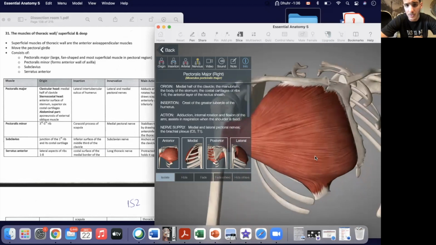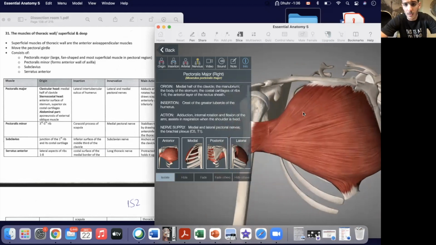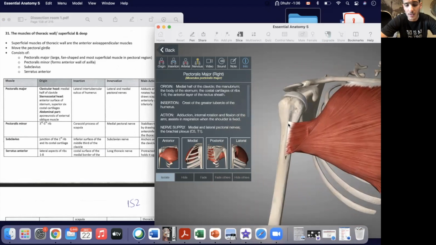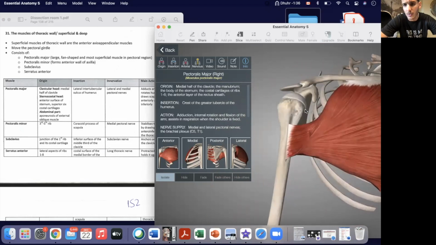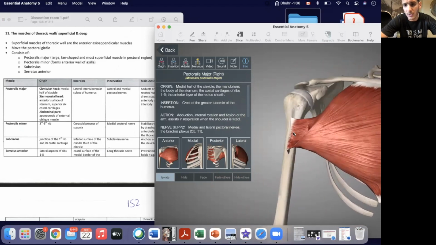And all of them insert into the humerus. Here, it's the intertubercular sulcus of the humerus. So you have the two tubercles, I think the lesser and the greater tubercles, and between them there's a sulcus, and that's where the pectoralis major inserts.